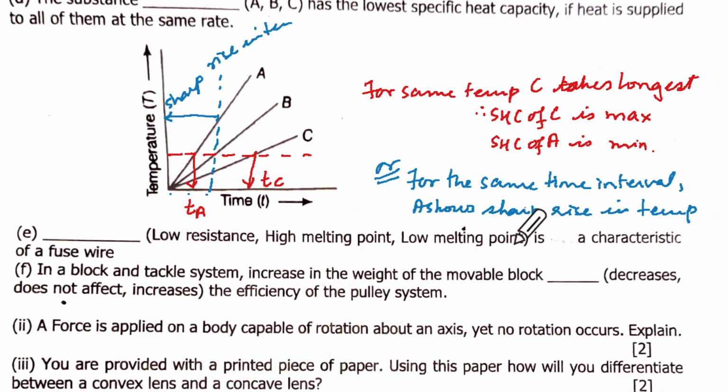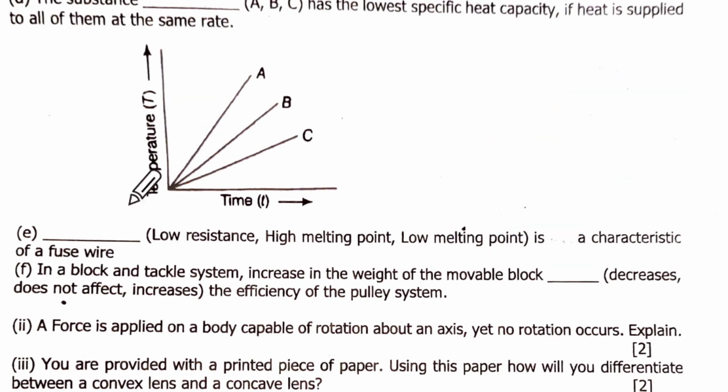So when will any substance get heated faster? Low SHC. Therefore, A has min SHC and C has max SHC. Is it making sense to you? Yes, ma'am. Who got the lowest SHC? A, right?